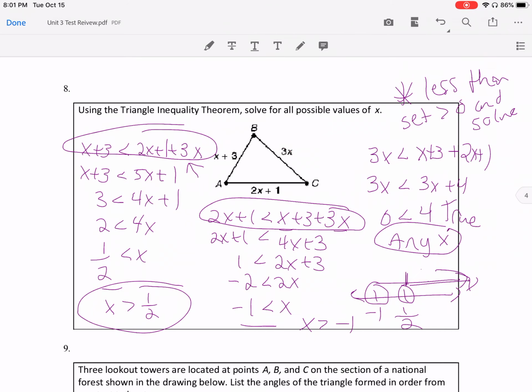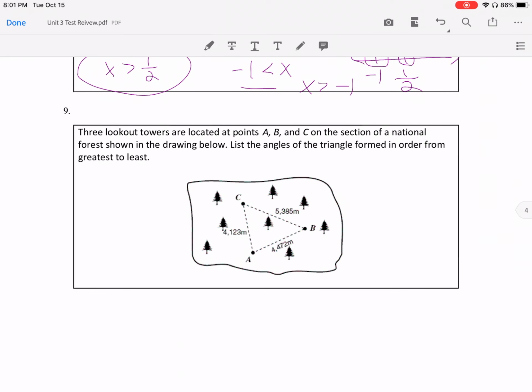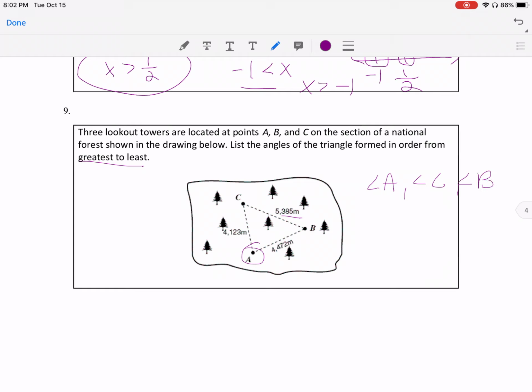Okay, this guy right here, again, order angles from, so we're just doing angles from greatest to least. Since this is my biggest side, I know A is my biggest angle, so I know it's going to be angle A, then it is going to be angle C, then angle B. Okay, so that's pretty easy. You can rewrite the sides if that'll work for you.